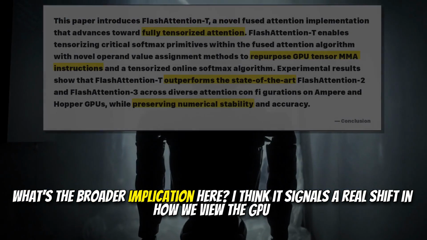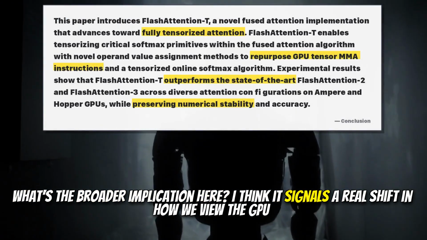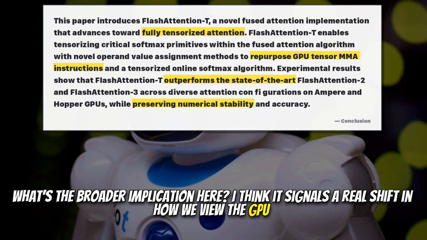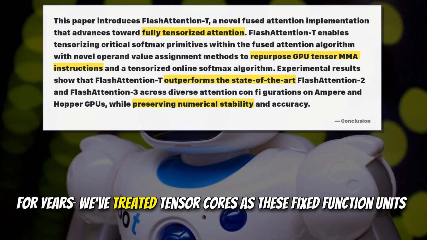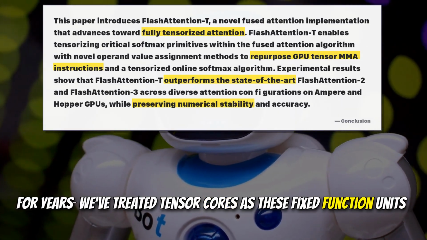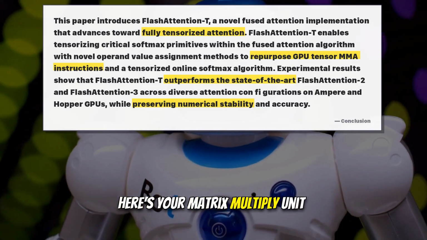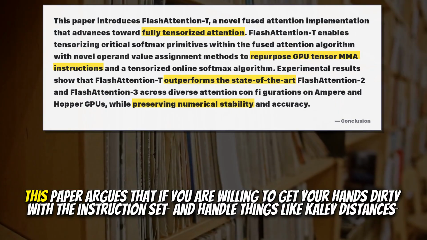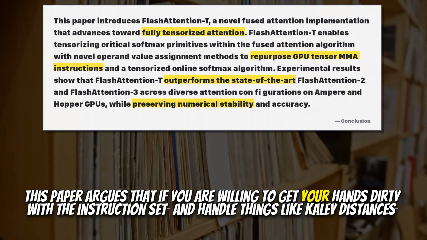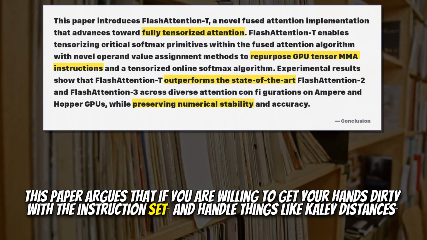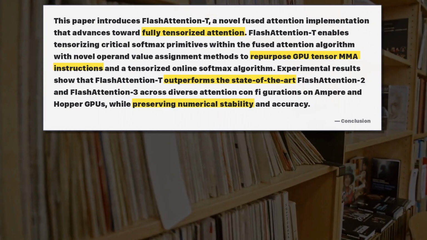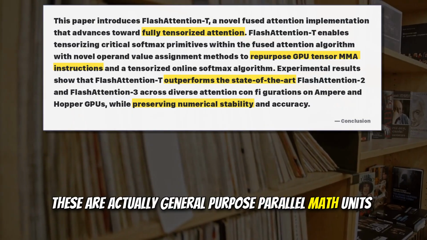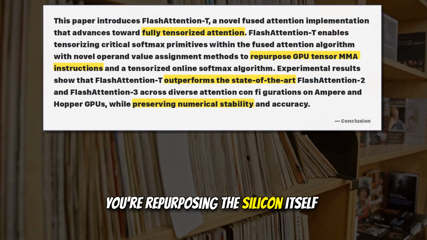What's the broader implication here? I think it signals a real shift in how we view the GPU. For years, we've treated tensor cores as these fixed function units. Here's your matrix multiply unit. Use it for that. This paper argues that if you are willing to get your hands dirty with the instruction set and handle things like Cayley distances, these are actually general-purpose parallel math units. You're repurposing the silicon itself.